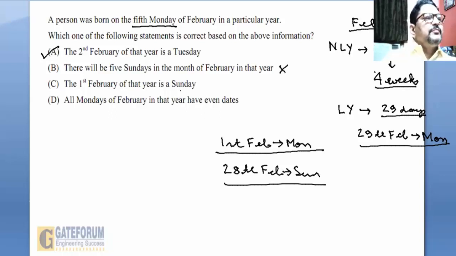The 1st February of that year is a Sunday. We just now found out that the 1st February is Monday. So this is absolutely wrong.